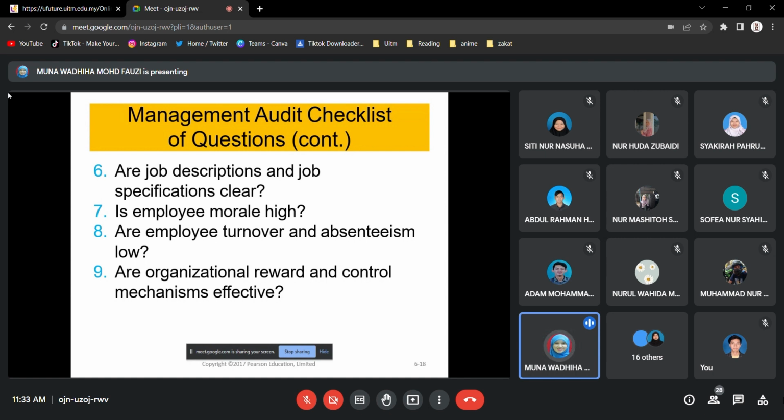Is the employee morale high? Are the employee turnover and absenteeism low? Are the organizational reward and control mechanisms effective? All right, so these are the questions, or checklist, of the management audit.